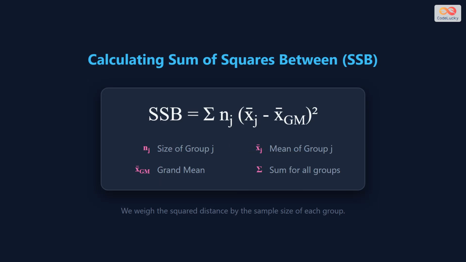Here is the formula for the sum of squares between, or SSB, for each group. We take the difference between its mean and the grand mean, and we square it. Crucially, we then multiply that result by the number of items in that group, denoted by n sub j. Finally, we sum these values up for all groups.